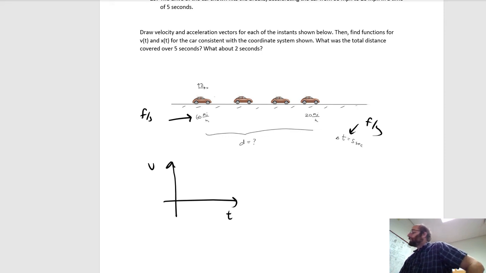Once you have those, at t equals 0, you're going to have a number here in feet per second. You're going to have another one here 5 seconds later. And go ahead and use our standard constant acceleration assumption. So your graph should look something like this.